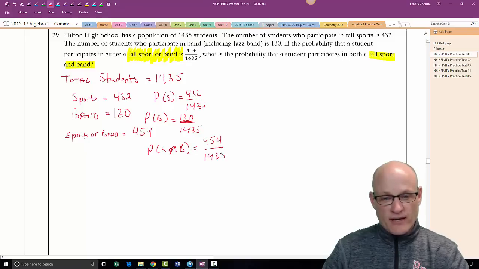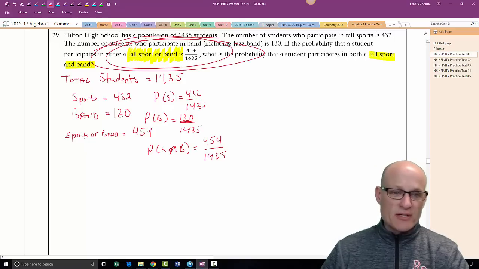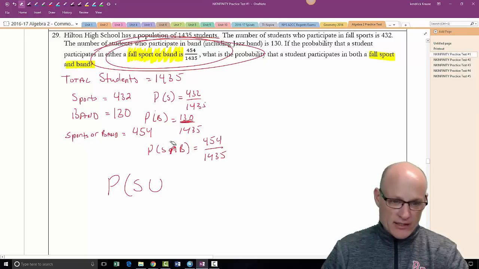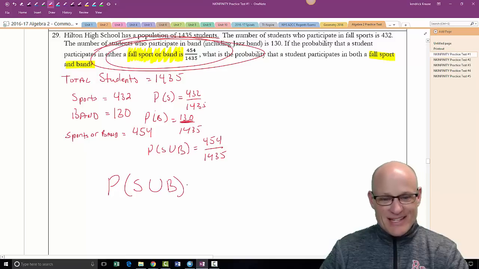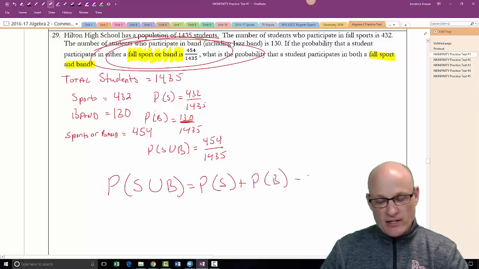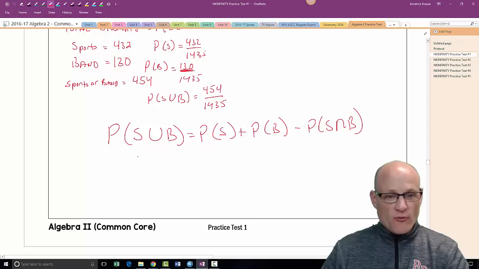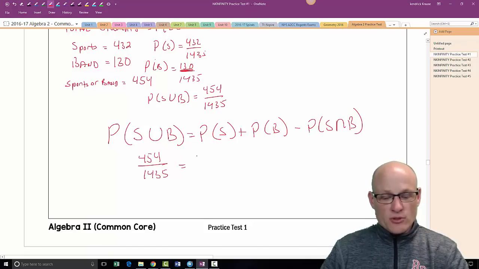Now, I did say this was the kicker, right? This or statement. When you see an or statement, you should write down the or function for probability. The probability of sports or, why did I write and here? It should be the or. Sports or band is equal to the probability of sports plus the probability of band minus the probability of sports and band. So we're going to write that in. So 454 over 1,435 is equal to 432. Is that how many are in sports?